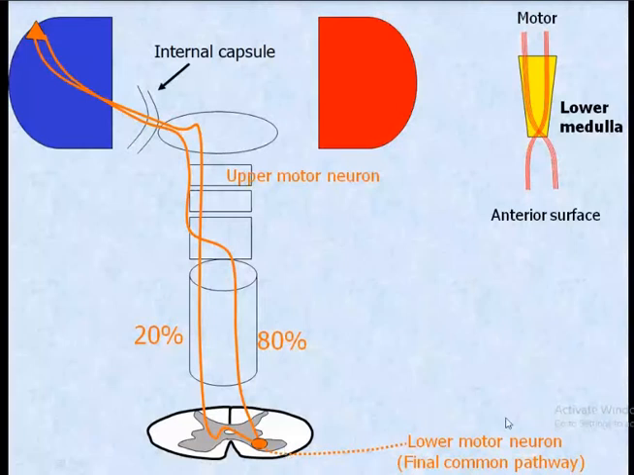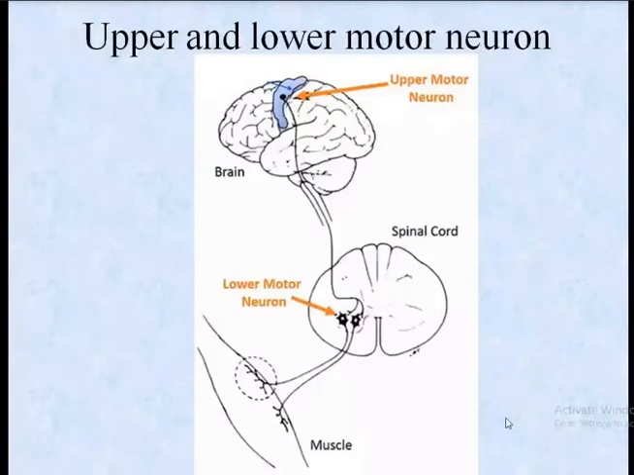Here we have talked about the upper motor neuron and lower motor neuron. So what actually are the upper and lower motor neurons? Upper motor neurons are the nuclei or neurons present within the higher center of the brain, mainly in the cerebrum, while the lower motor neurons are present in the ventral horn of the spinal cord, plus some nuclei within the brainstem are also considered lower motor neurons.